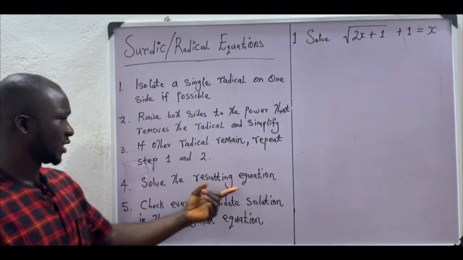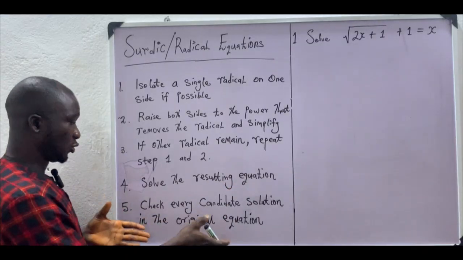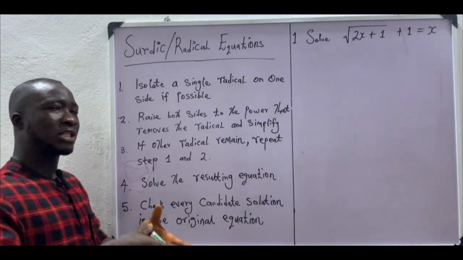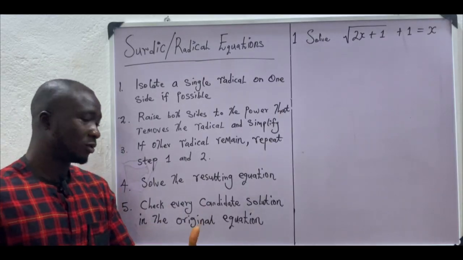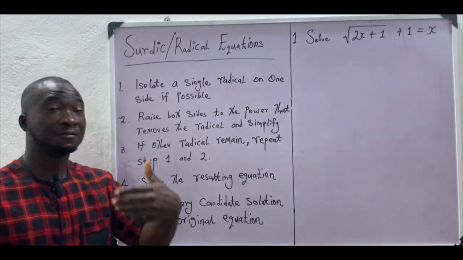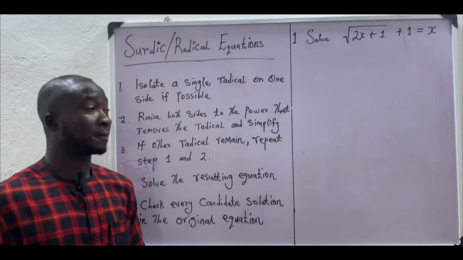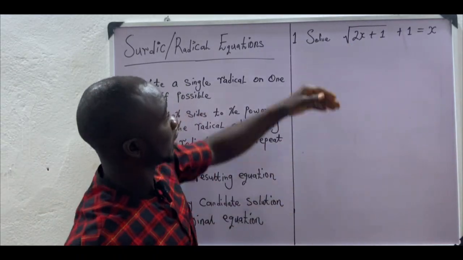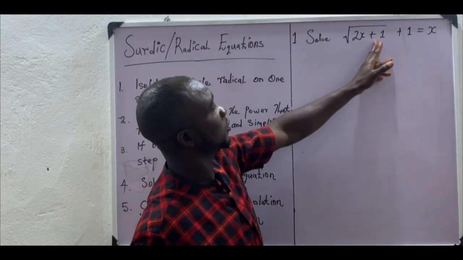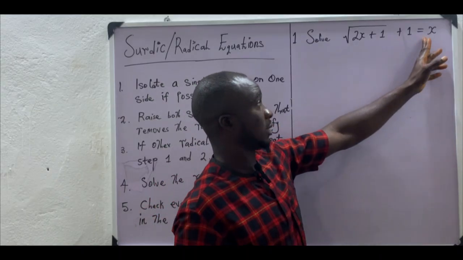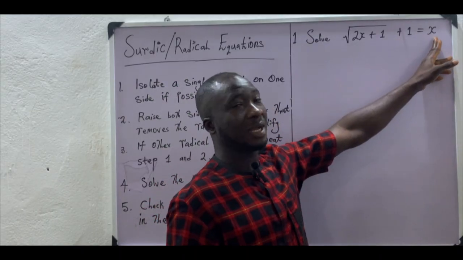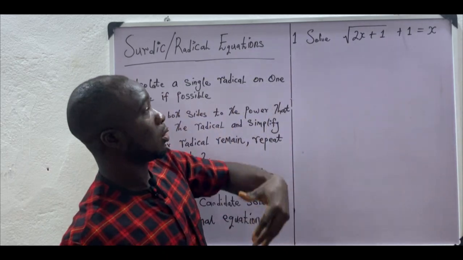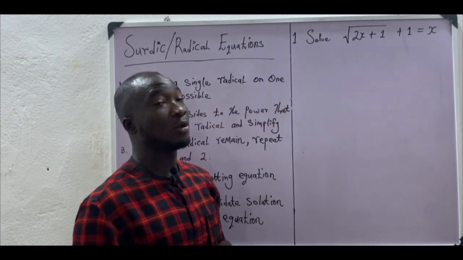And when you have solved the resulting equation, the next thing you need to do is to check whether the solutions you have obtained actually satisfy the given or required equation. Now let's illustrate these steps using this simple example. So here we are to solve the square root of 2x plus 1, then plus 1, all these sides to be equal to x. Our mission here is to obtain the value of x.